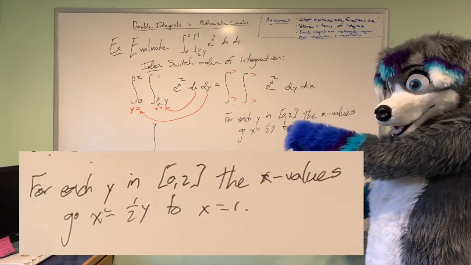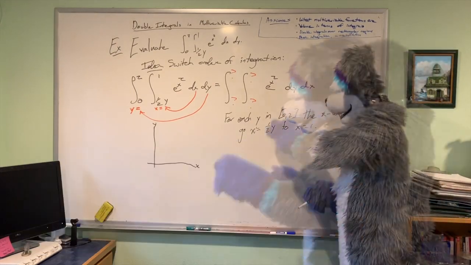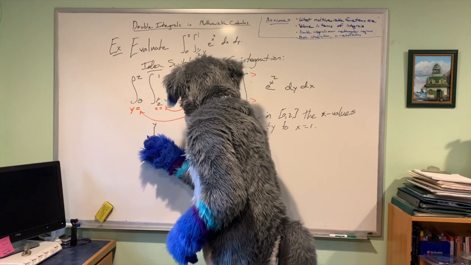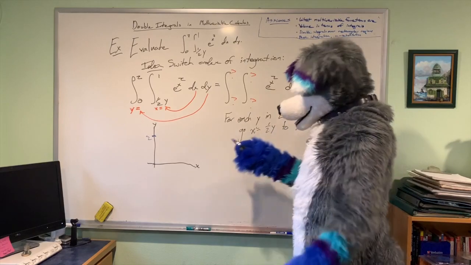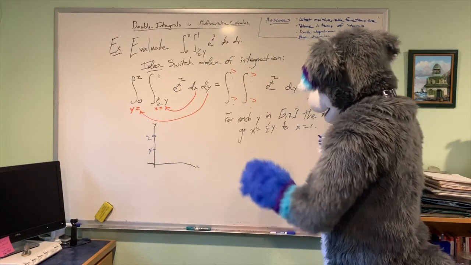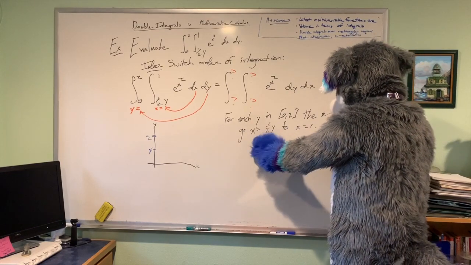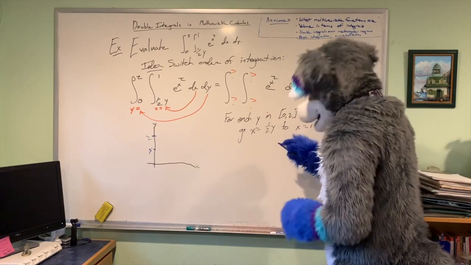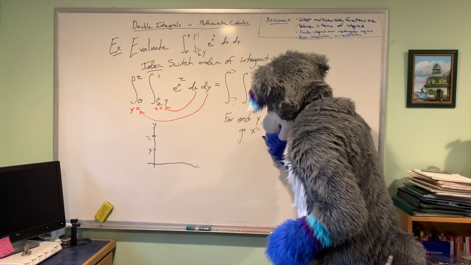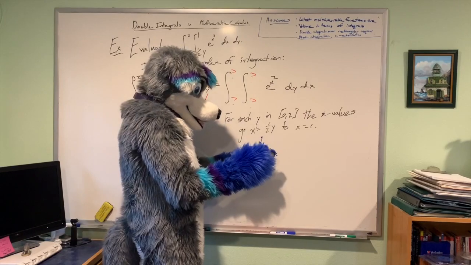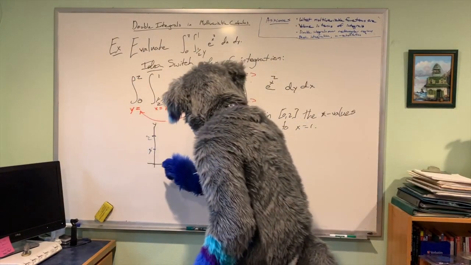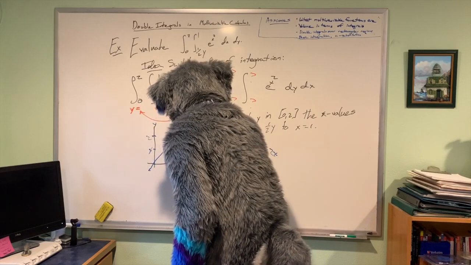This sentence helps us identify our region. The y values go from 0 to 2. So here's, say, 2 up here. I'm picking a y value from that interval. Now, the x values go, let's look at what x equals 1/2 y looks like. We're used to writing things in terms of y equals, so if we solve y equals 2x, that's of course just x equals 1. So if I draw y equals 2x, it looks about like that.